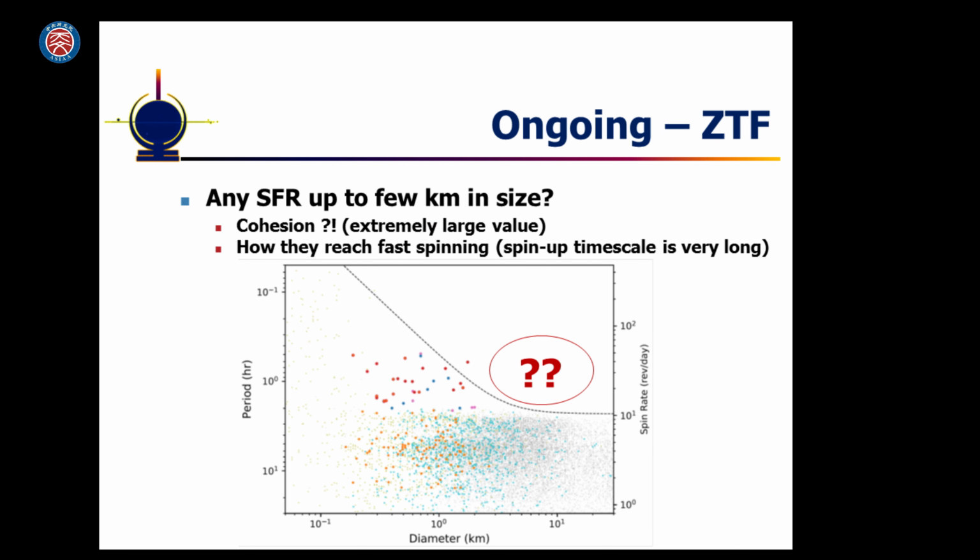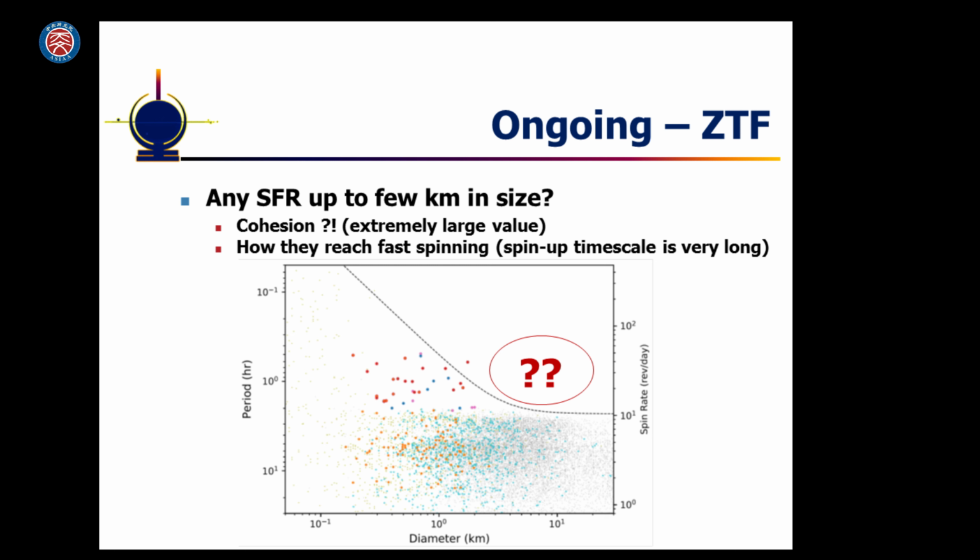The same diagram, right? Diameter, period, and all the asteroids seem to stay nicely under this cohesion limit line. Is there any superfast rotator in this region? If there is, what can they provide us? If there is a superfast rotator here, it requires an extremely large cohesion to survive. Then we want to ask the theorists what kind of material can generate this kind of large cohesion.